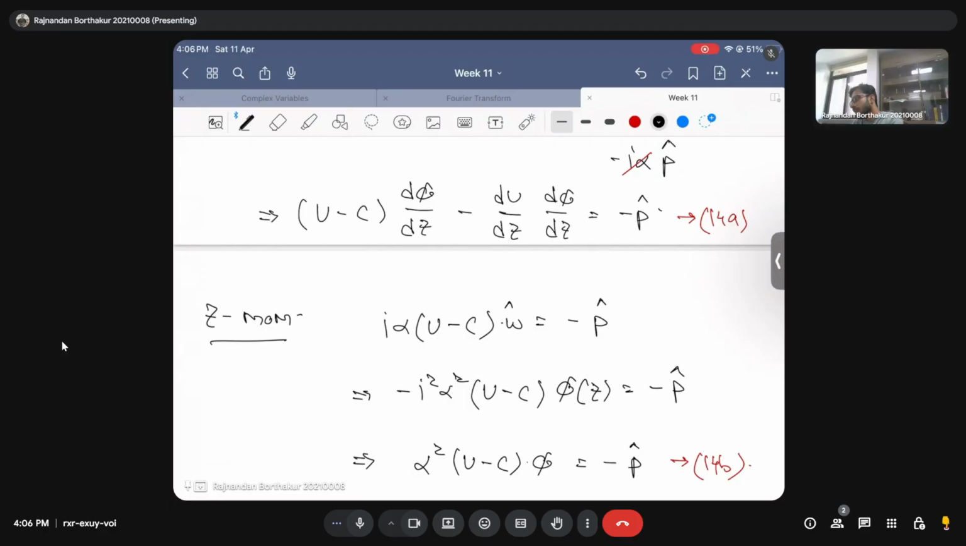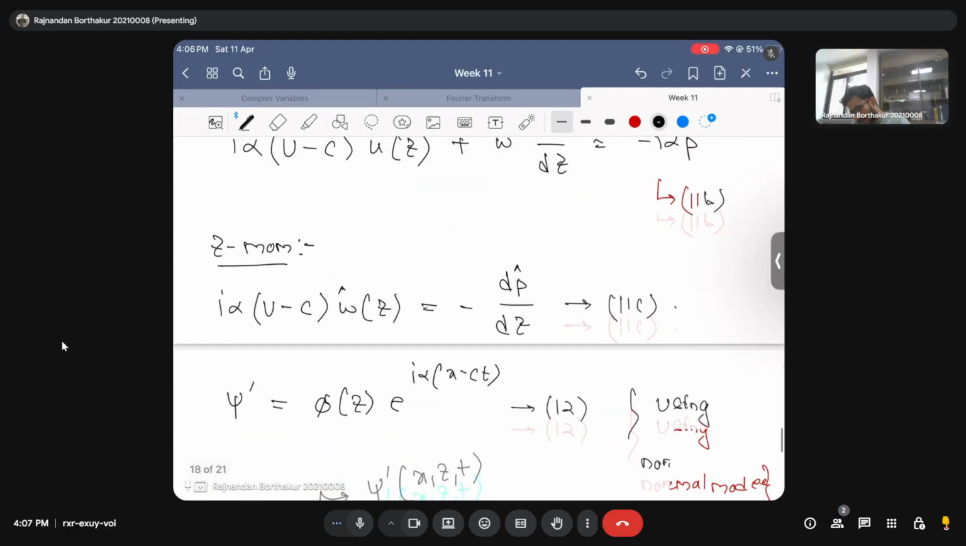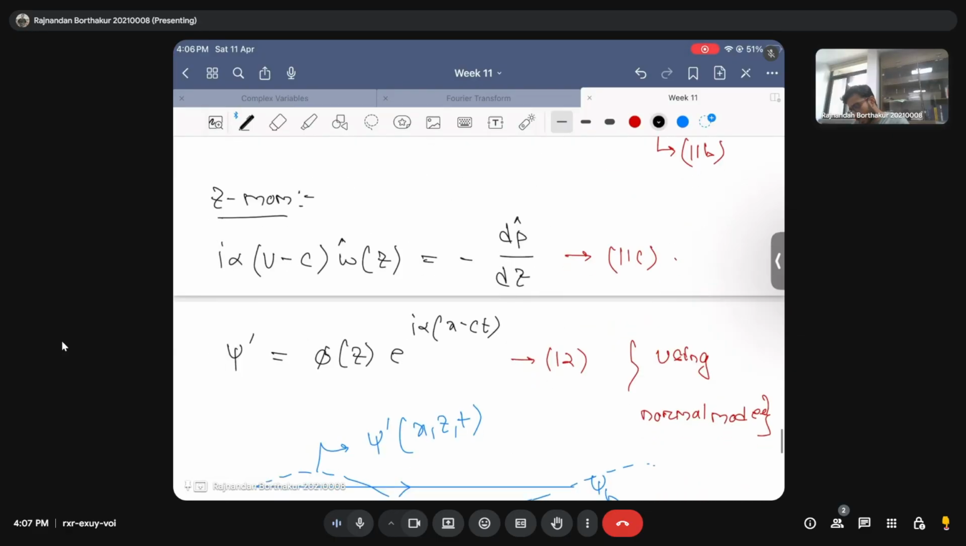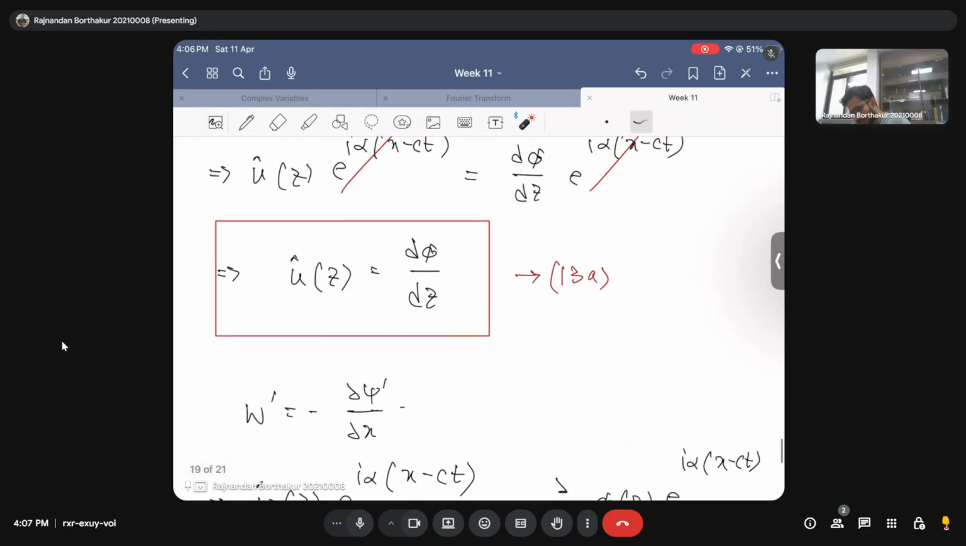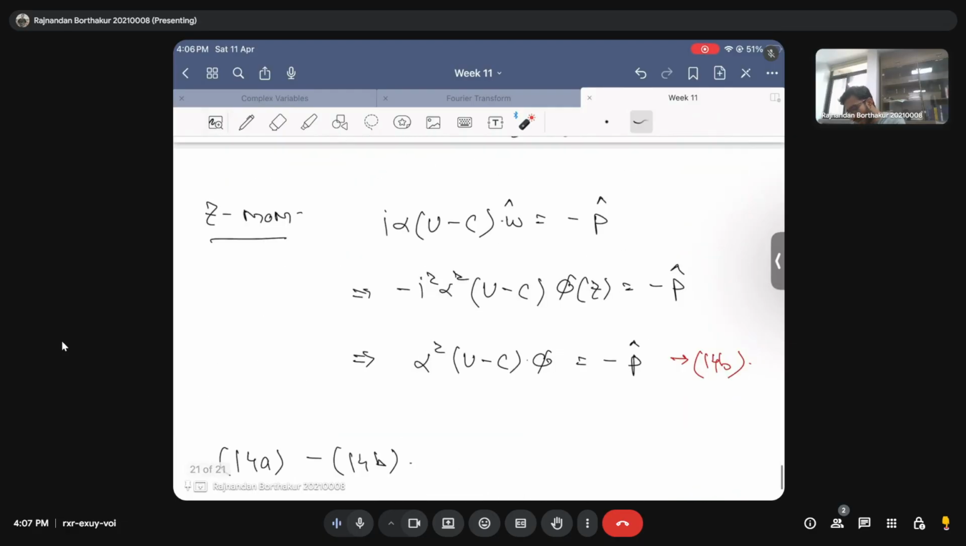Okay, I don't know. Did I do any mistake here? Oh, I think I did a mistake. Yes, see, this term is minus dp by dz, right? Which means this term that I have written here, this is p prime actually.